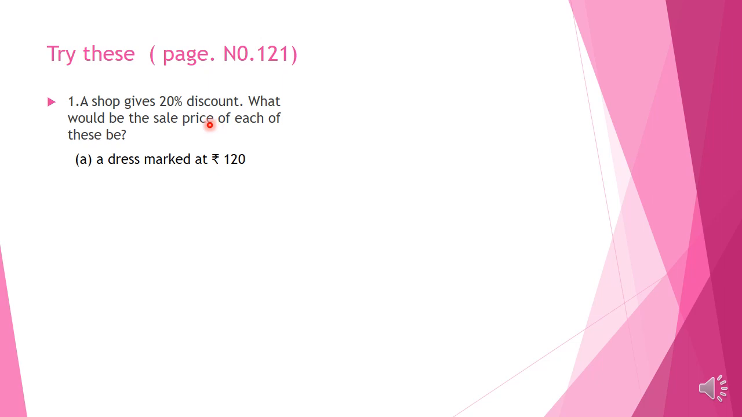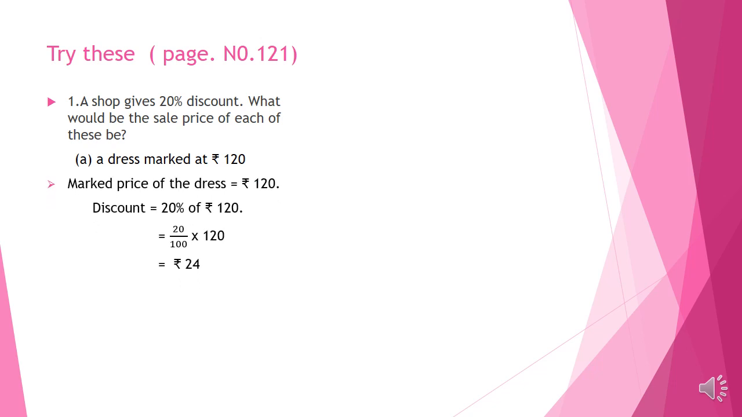So first we have to find the discount, and here marked price is given rupees 120. So discount is equal to 20% of rupees 120, and 20% you can write as 20 by 100, of means into, and here we write 120, and here 2 zeros we have downside, so these 2 zeros we can cut by the upside 2 zeros. Then we have left with here 2 and 12, and 2 12s are 24. Now we got the discount amount.